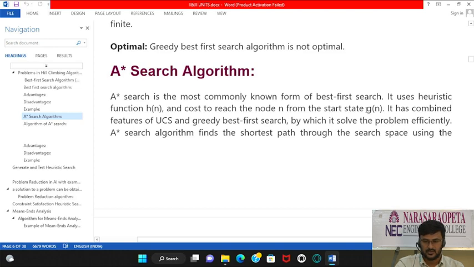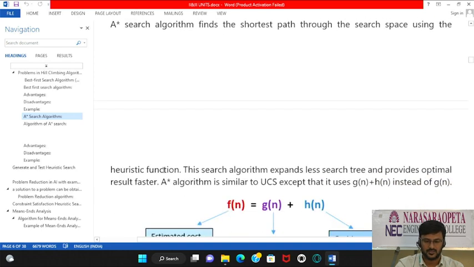So to solve that, we have to find the A-star search. A-star search finds the shortest path through the search space using the heuristic function. This search algorithm expands fewer search trees and provides the optimum result faster.